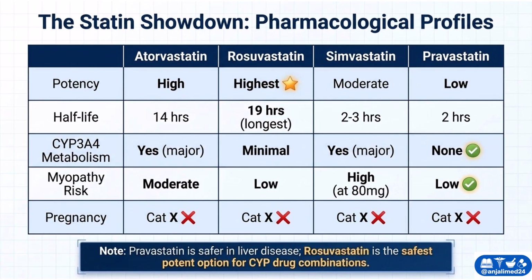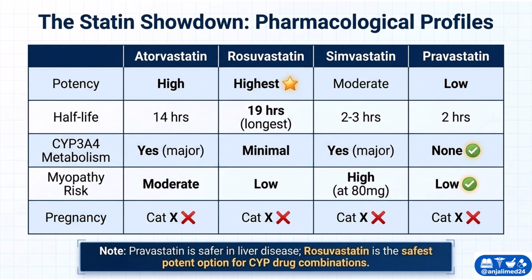Let's do a quick revision of the statin showdown. This is pure exam gold. Starting with potency, rosuvastatin is the most potent, followed by atorvastatin, then simvastatin, and finally pravastatin as the least potent. Looking at half-life, rosuvastatin again stands out with the longest duration, while simvastatin and pravastatin are much shorter acting. Now, a very important differential, CYP3A4 metabolism.